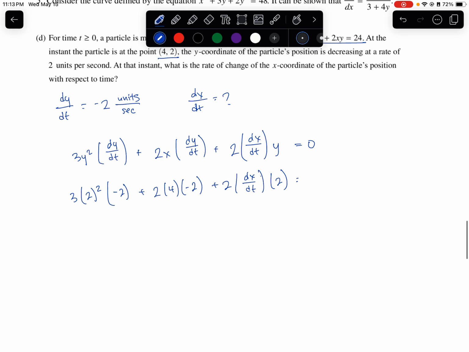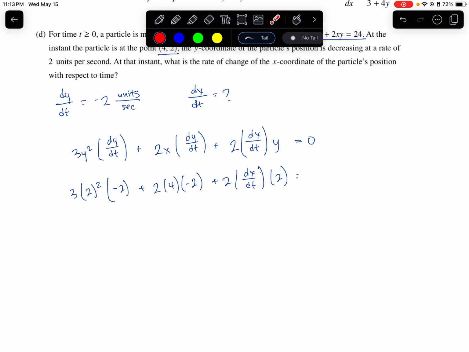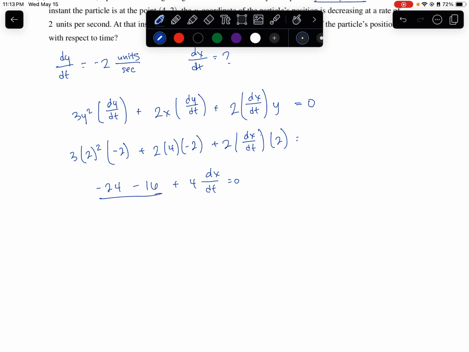Okay, let's put these together. So 3 times 4 is 12, times negative 2, that's negative 24. And then 2 times 4 is 8, times negative 2, so that's minus 16. Plus 4 dx/dt is equal to 0. We're going to move those to the other side, so 4 dx/dt is equal to positive 40. Divide by 4, so we get dx/dt is equal to positive 4. We can say units per second.